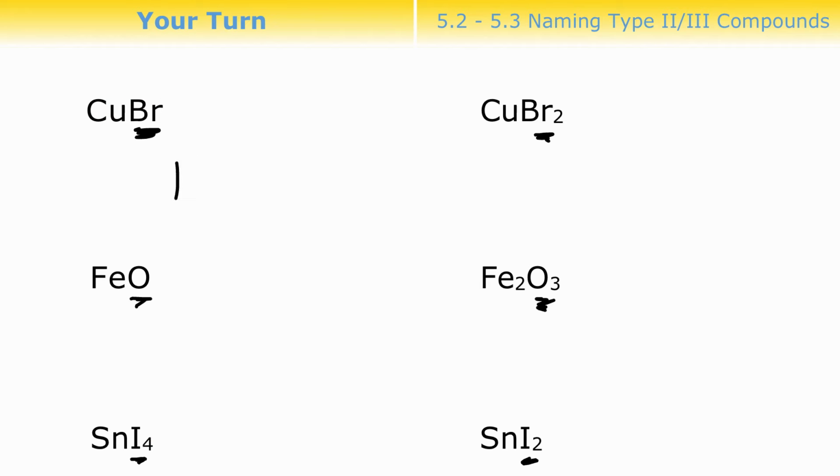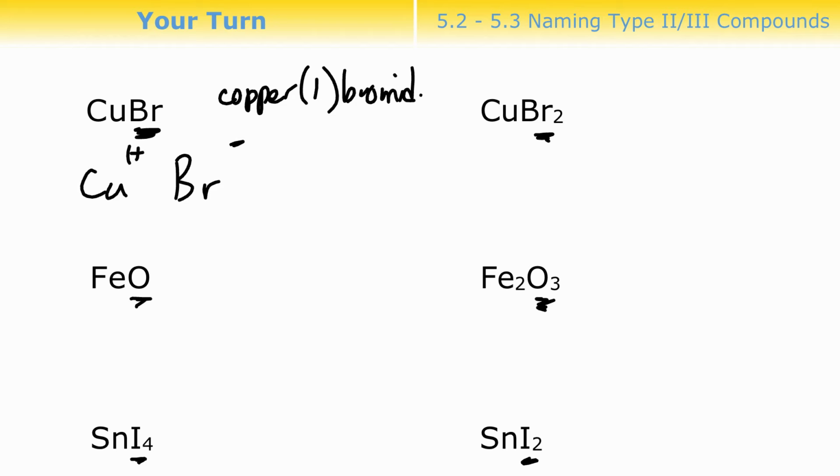So bromine, if you look on your chart, it's 1 minus. And so for these to be even, this copper can't be a 2 plus, it has to be a 1 plus in order for those things to balance. So the name of this compound would be copper, since it's using the 1 plus charge, copper(I) bromide. That's its name.